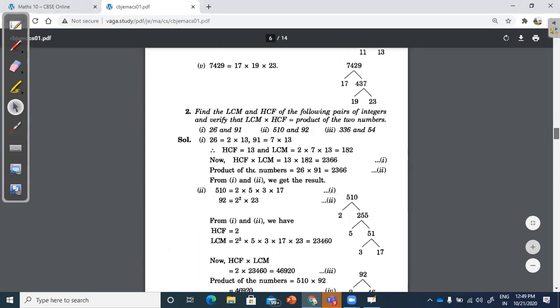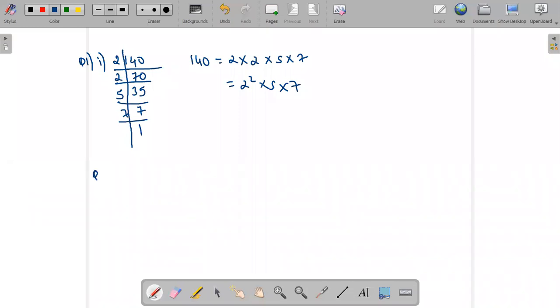So moving on to question number 2 now. Find the LCM and HCF of the following pairs and verify that LCM into HCF is the product of the 2 given numbers. So what we need to do is that 2 numbers are given. We have to find the HCF and LCM of these. So how are we going to find the LCM and HCF? Let me explain this. Question number 2.